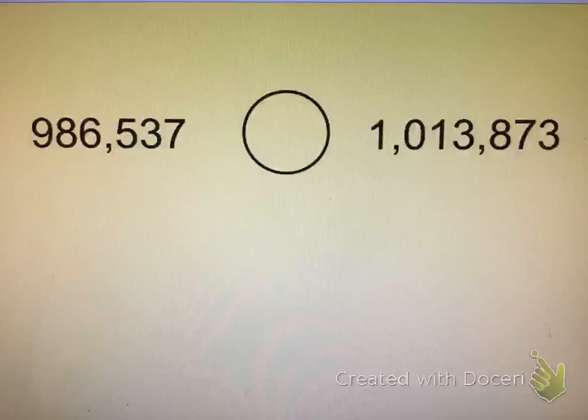So for example, let's compare these two numbers. Now, many students are tempted to say that the 986,000 number is the larger number because they just glance at it and they say, well, 9 is a much larger number. It's a greater amount than 1, so that has to be the greater number. However, now that we know the importance of place value, we have to take the time to compare our numbers based on their place values before deciding which one is larger.